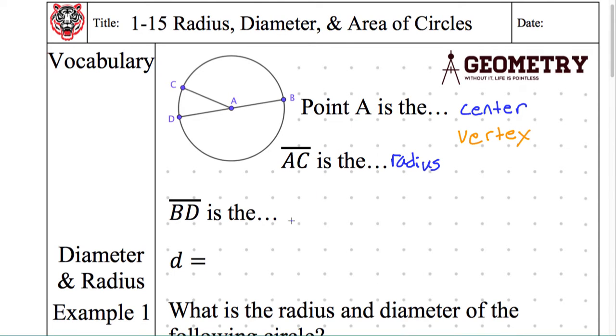All right, BD. This line segment BD is going to be the diameter.